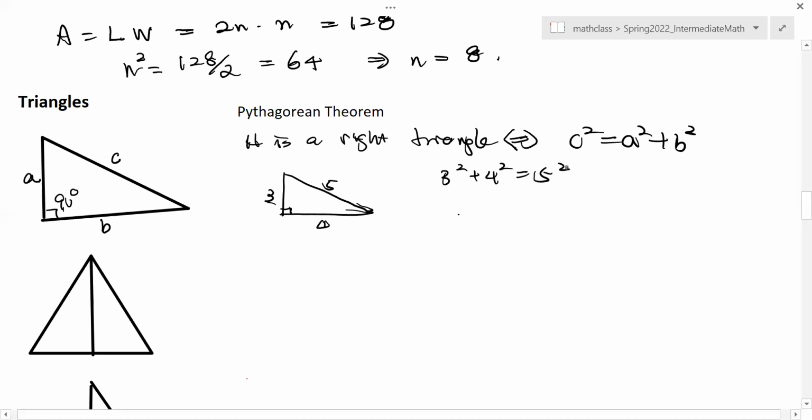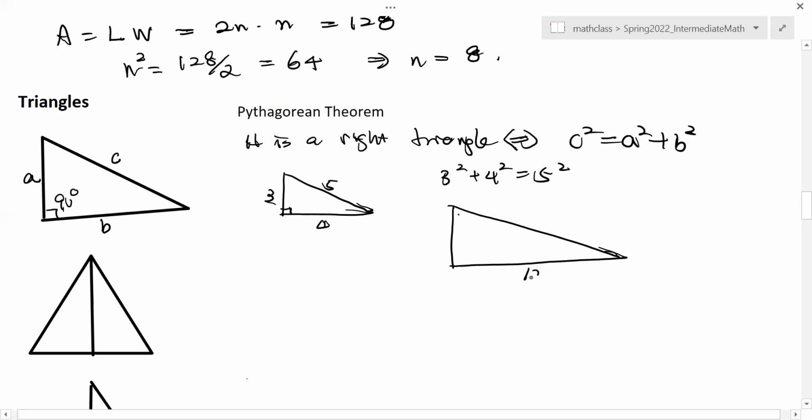Okay, there are lots of other special right triangles with integer lengths. Okay, well, I think that's the one we can have. Okay, let's think about it.